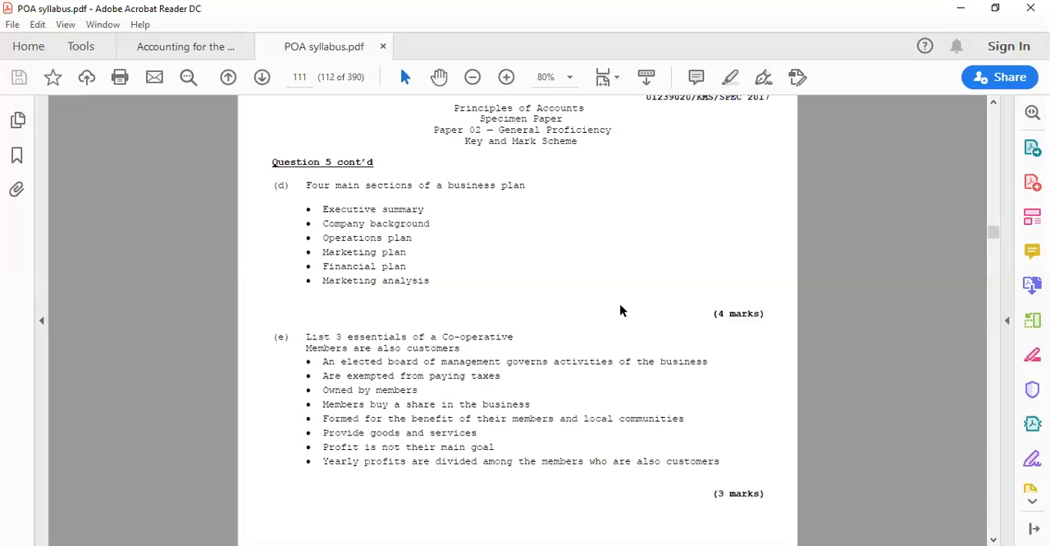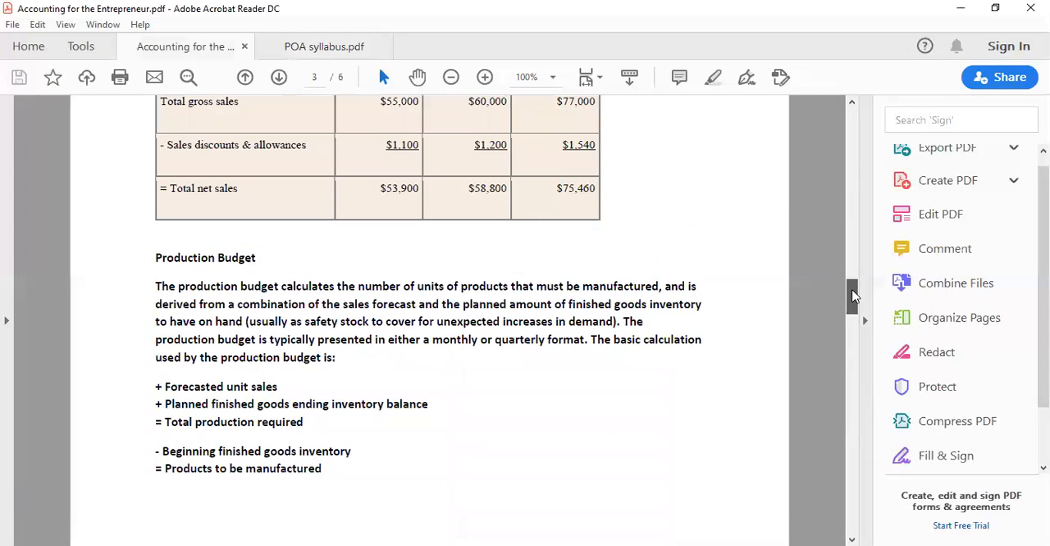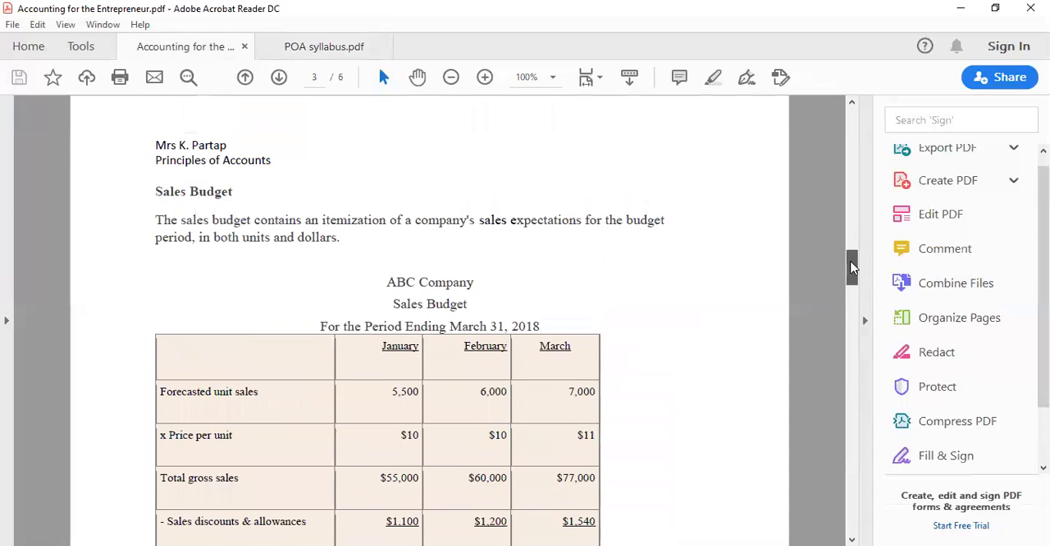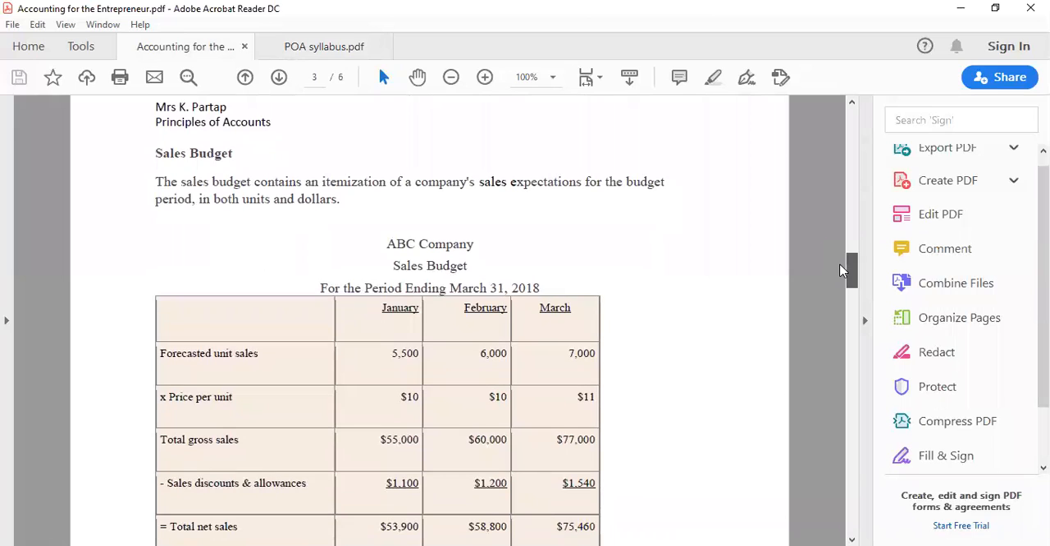Okay, let's continue. So what I want to do is go back to the handout we were looking at yesterday, accounting for the entrepreneur. Okay, so we are looking at budgets now. Sales budget, first of all.